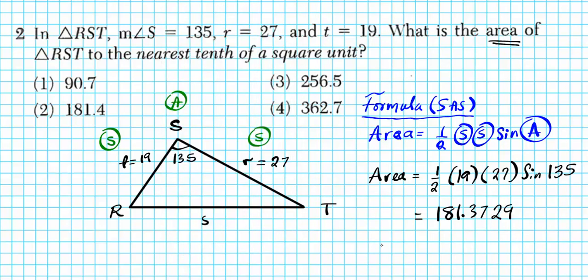But in this problem, we're asked to round it to the nearest tenth, which is one decimal place. So the area is going to be 181 point, and we're rounding to the first decimal place, the tenth place. The number behind is 5 or greater, so we round up, adding 1 to 3 to get 4. 181.4 square units. The answer is option number 2.